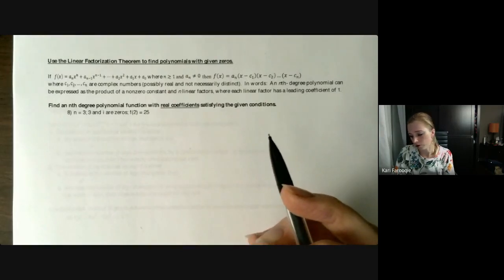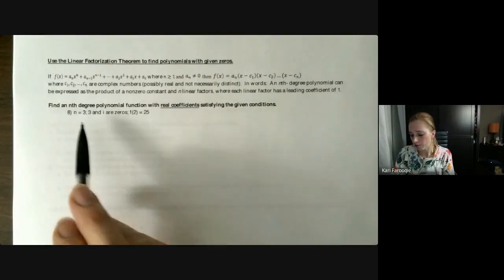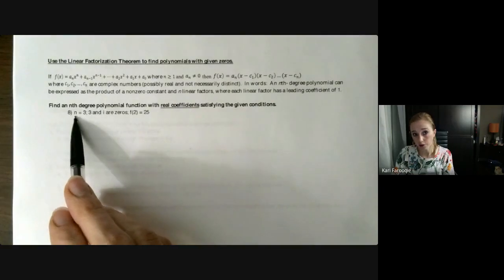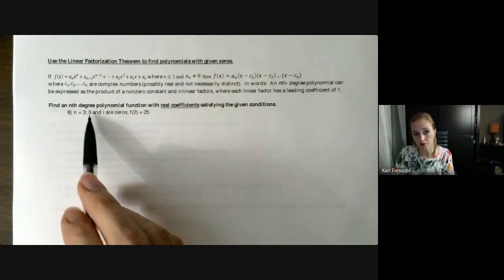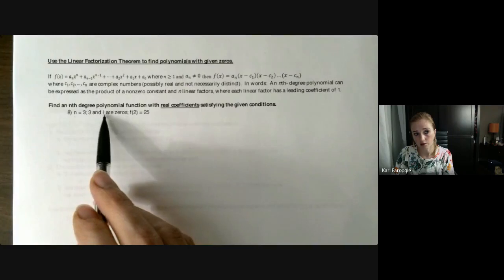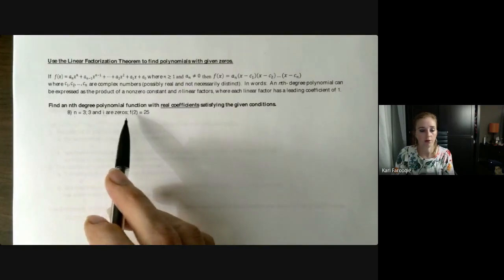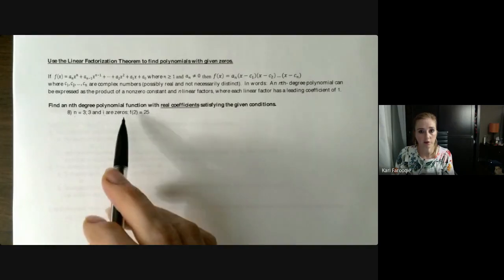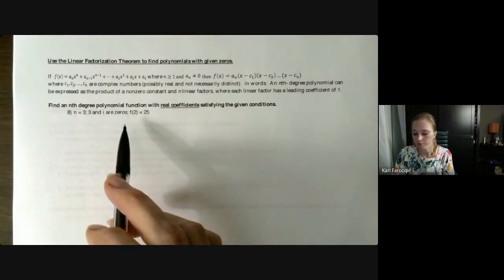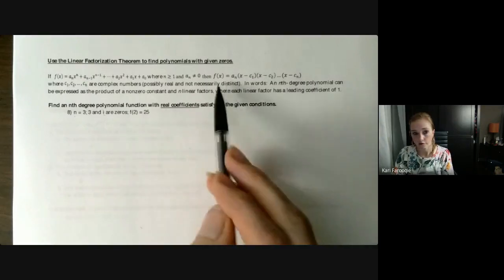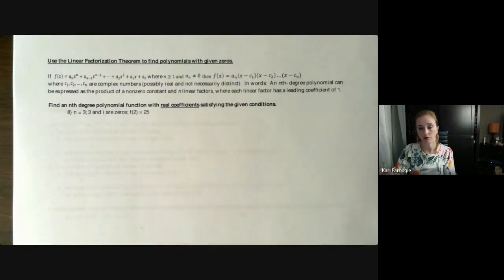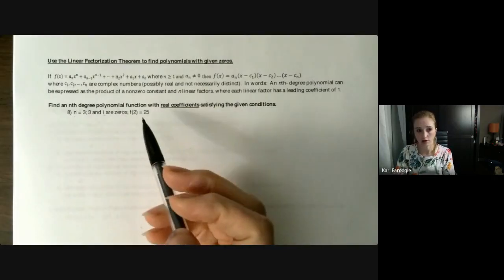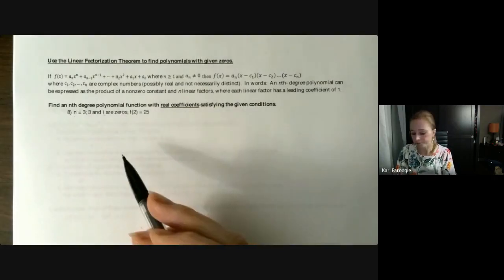So we're going to work our way backwards here. As long as you know the degree of the polynomial and you're given a real 0 and an imaginary 0, or even just real zeros, you can figure out what the function is. And in this case, you're given some information about the value of the function. So we're going to set this up using factors, and then we're going to expand it out, solve for the lead coefficient, and get our function.